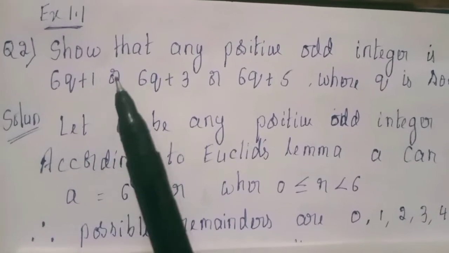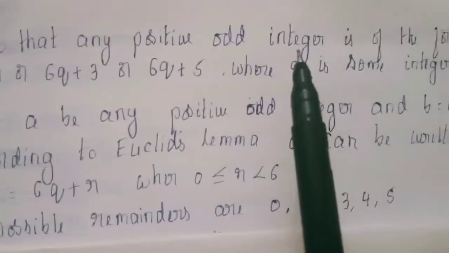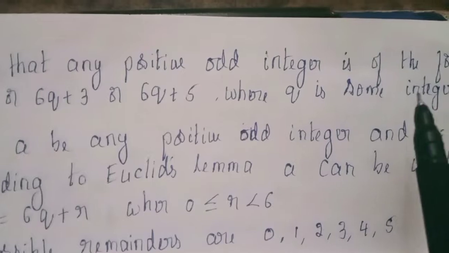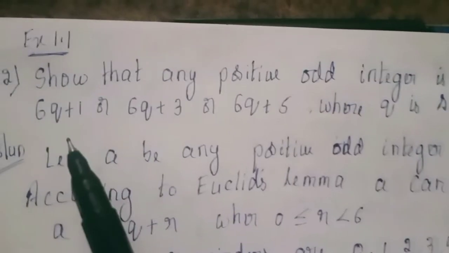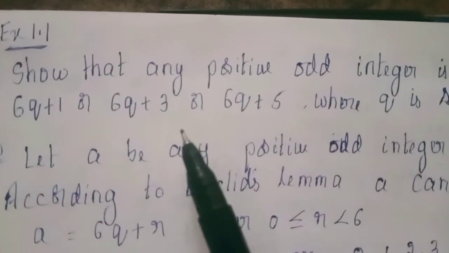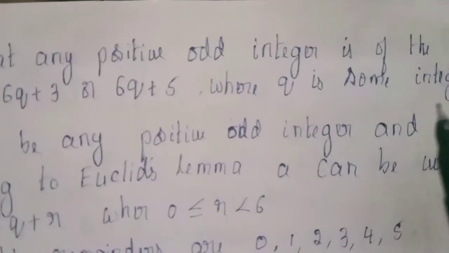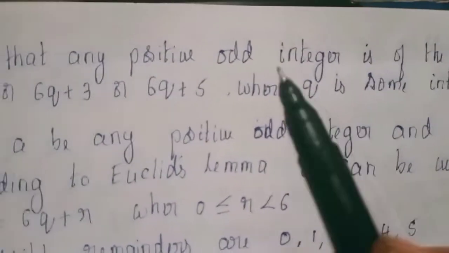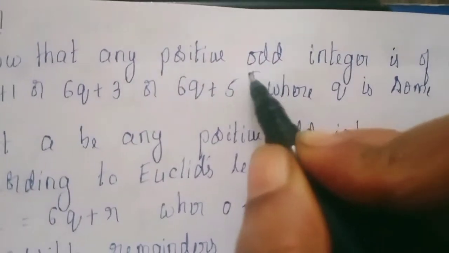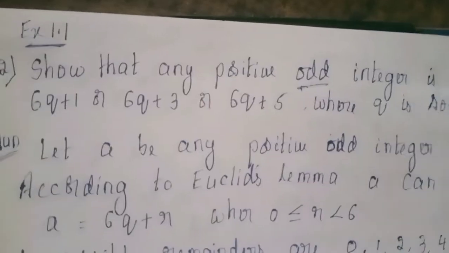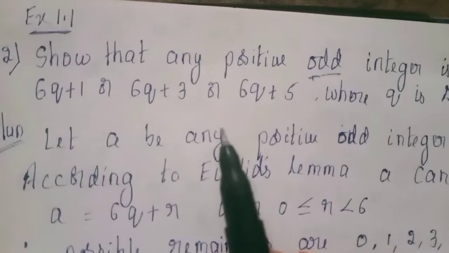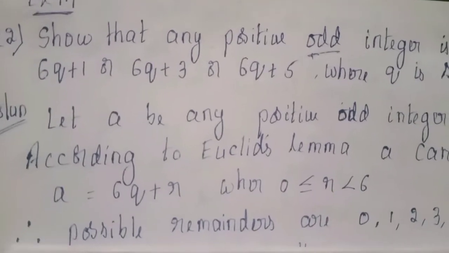Given, show that any positive odd integer is of the form 6q plus 1 or 6q plus 3 or 6q plus 5, where q is some integer. So try to understand given odd positive integer. First of all, let us try to understand this question with some examples.